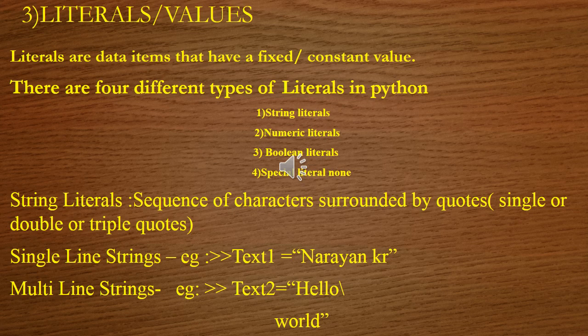Single line strings are strings that are terminated on a single line, that is "Narayan Kumar". It is a string because we are using double quotes around the text. Similarly, for multi-line strings, text is equal to "hello", and then we are using a backslash. That means we are terminating the line and continuing with a new line. We can also write a multi-line string that way by using a backslash, or we can use triple quotes around the string for giving multi-line strings.